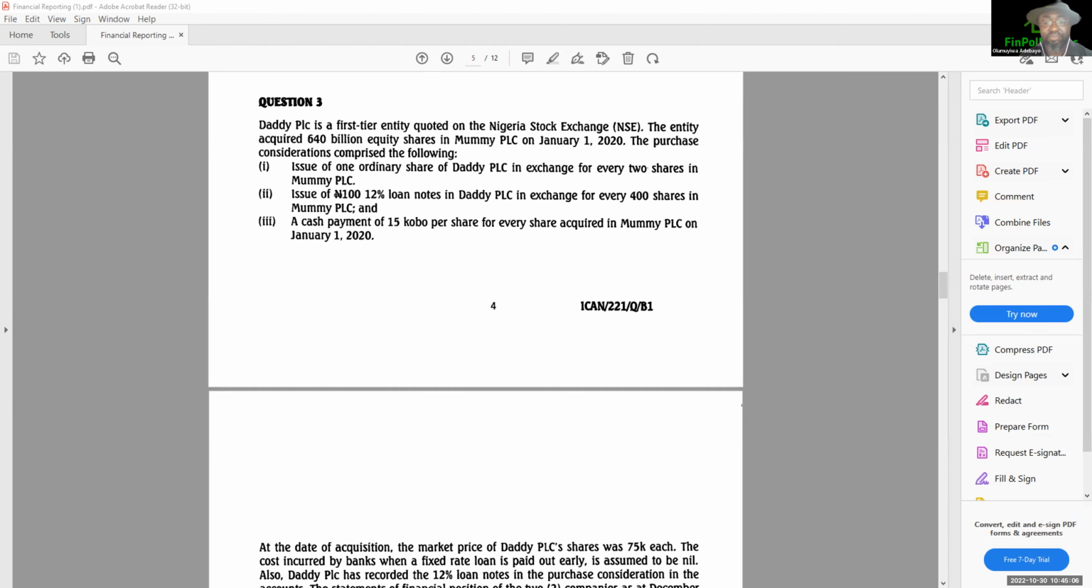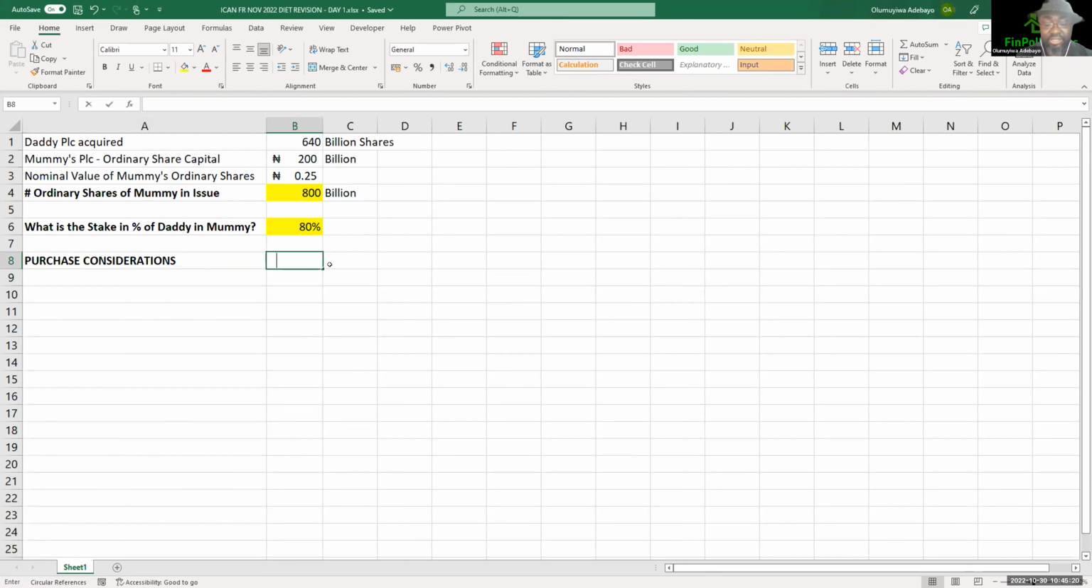Now, let's go in and construct our table for that. Purchase consideration, all figures in billions of naira. There are 3 purchase considerations. One is share exchange, the other one is loan notes, and the third one is cash consideration. Therefore, we'll have to compute them one by one. Now, let me cut and paste the question there so that we won't need to switch.